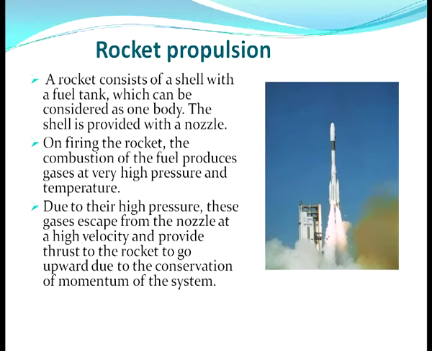So, when we fire the rocket, the combustion of the fuel produces gases at very high pressure and also at very high temperature. Due to their high pressure, these gases escape from the nozzle at a high velocity and provide thrust to the rocket to go upward due to the conservation of momentum of the system. As the gases escape in the downward direction, the rocket goes in the upward direction, and this is only due to the conservation of momentum of the system.